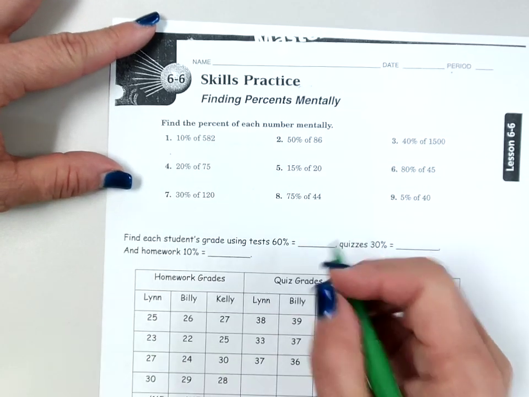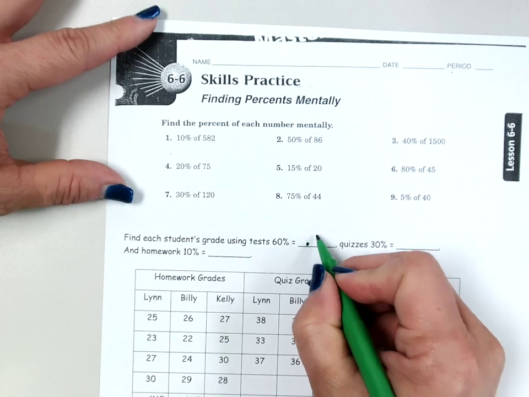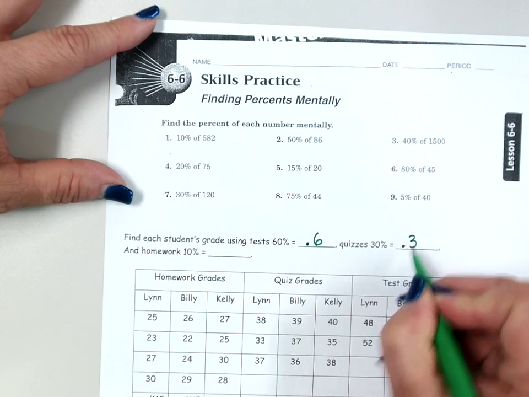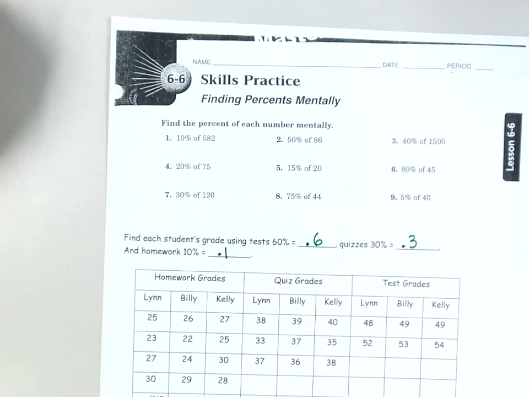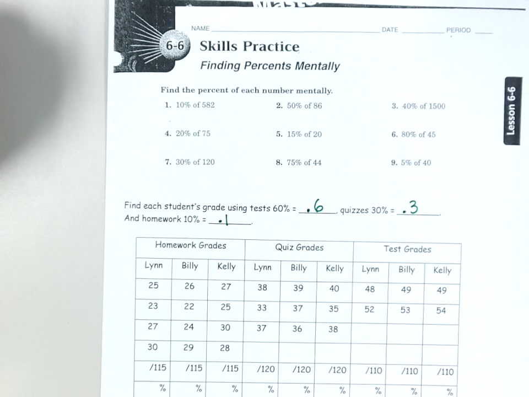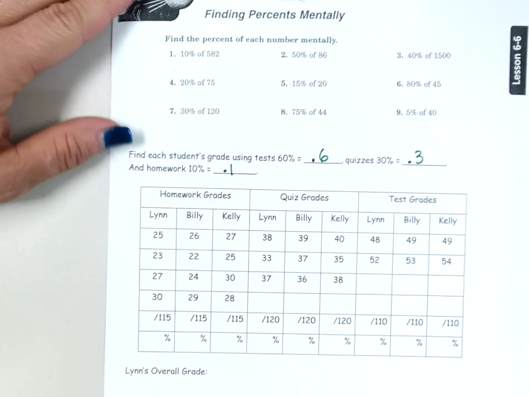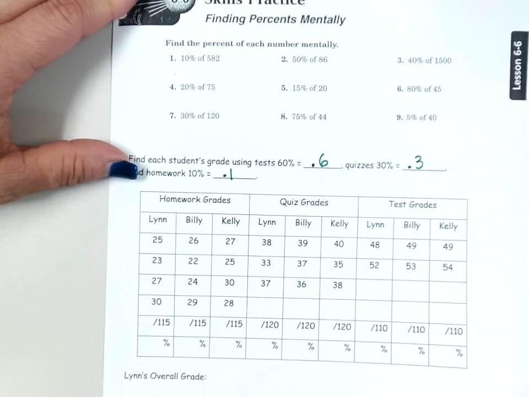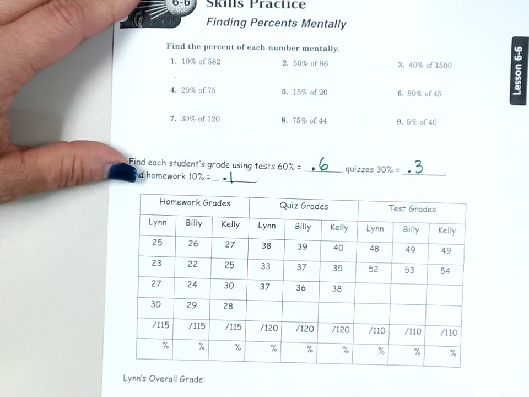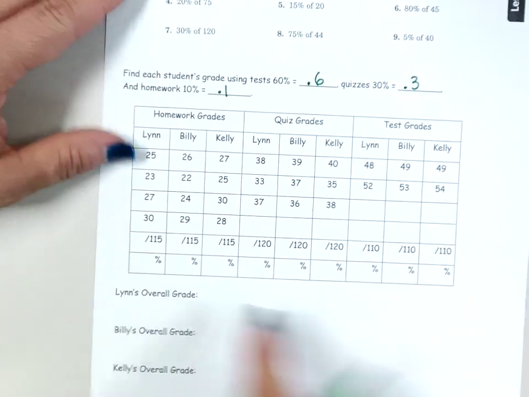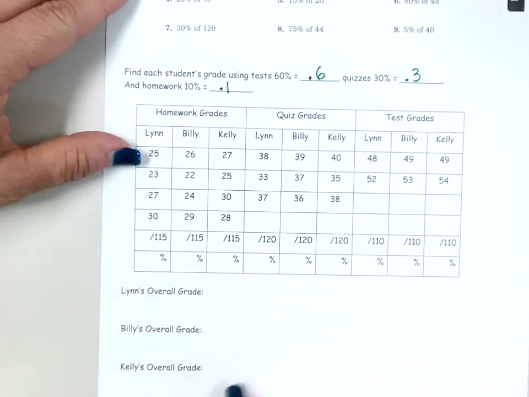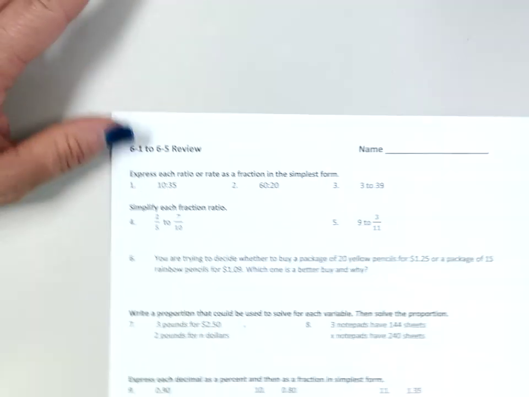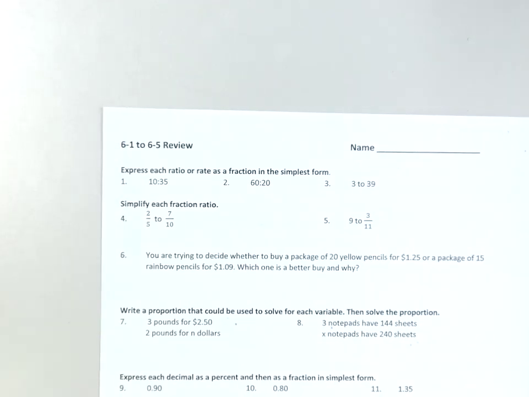Here I've got my test grades at 60%, quizzes at 30, and homework at 10, so make sure you turn those into decimals first, and then follow the directions, those steps that we did in our notes, to find the overall grades for Lynn, Billy, and Kelly. So it'll look just like your notes. You're showing your work, everything in the table, and then the actual sentences down there, the number sentences. All right, flip it over.